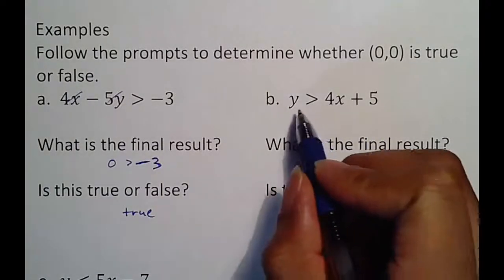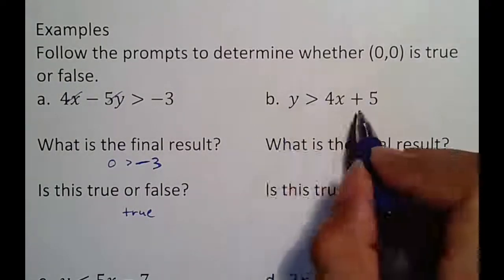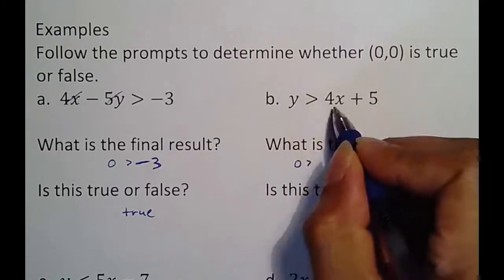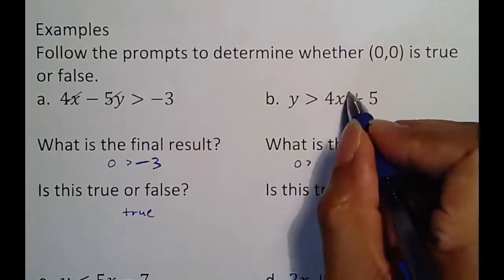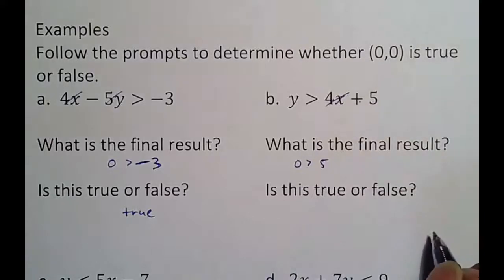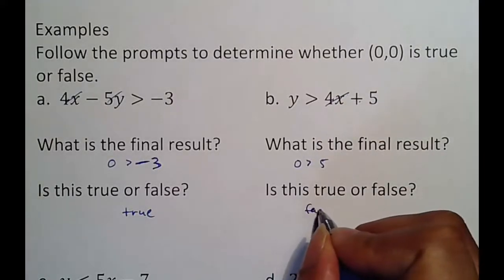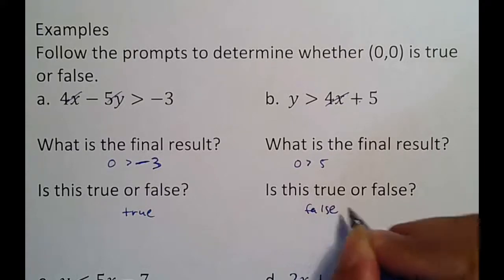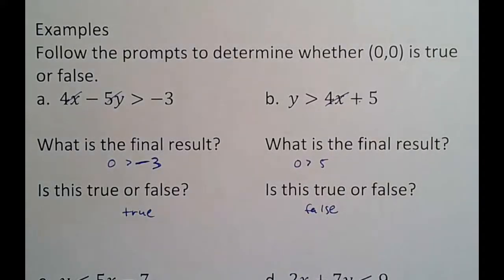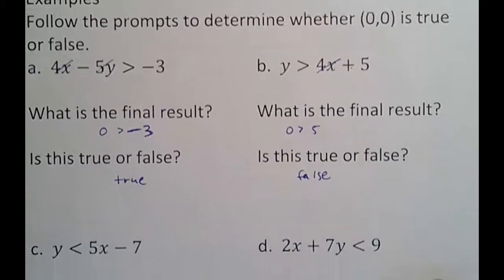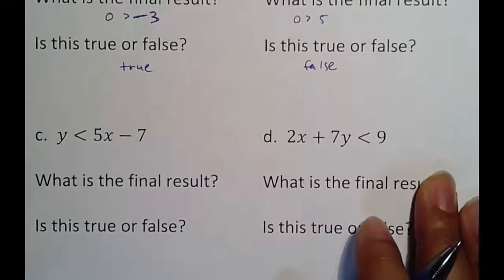Here you will end up with, but again, it's going to say, what's the final result? That's going to be a 0. That's going to be 0 plus 5, because remember that goes away, which is just 5. Is 0 greater than 5? No, it is not. That is false. And so again, you'll type the full word into your computer there.